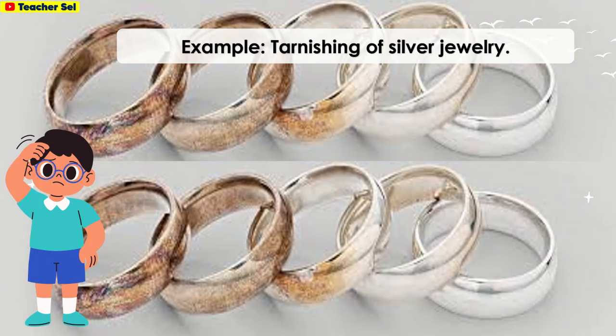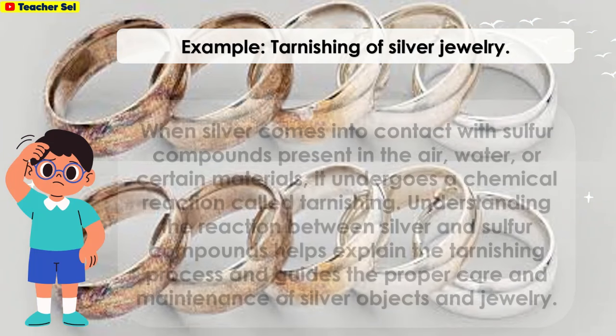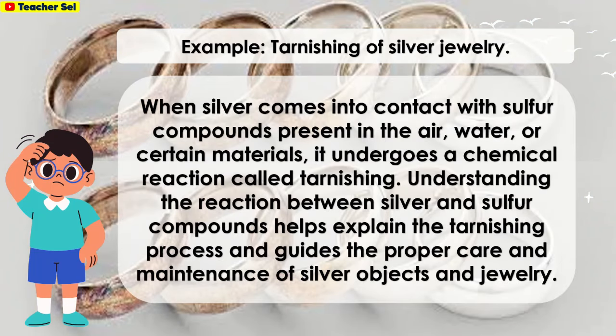Next example is tarnishing of silver jewelry. When silver comes into contact with sulfur compounds present in the air, water, or certain materials, it undergoes a chemical reaction called tarnishing. Understanding the reaction between silver and sulfur compounds helps explain the tarnishing process and guides the proper care and maintenance of silver objects and jewelry.